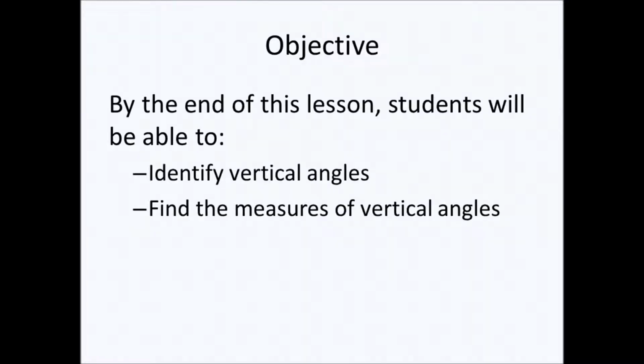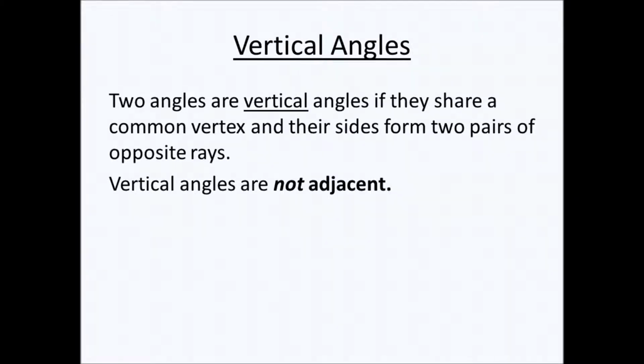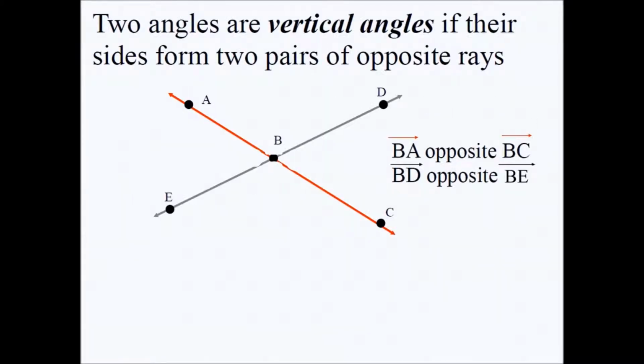By the end of this lesson, students will be able to identify vertical angles and find the measures of vertical angles. Two angles are vertical angles if they share a common vertex and their sides form two pairs of opposite rays. Vertical angles are not adjacent. Two angles are vertical angles if their sides form two pairs of opposite rays.